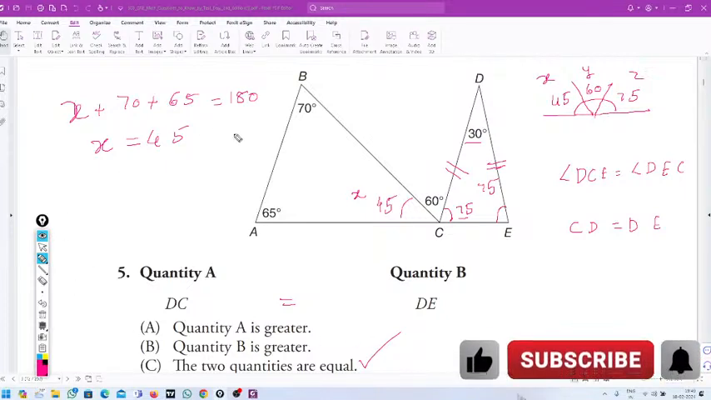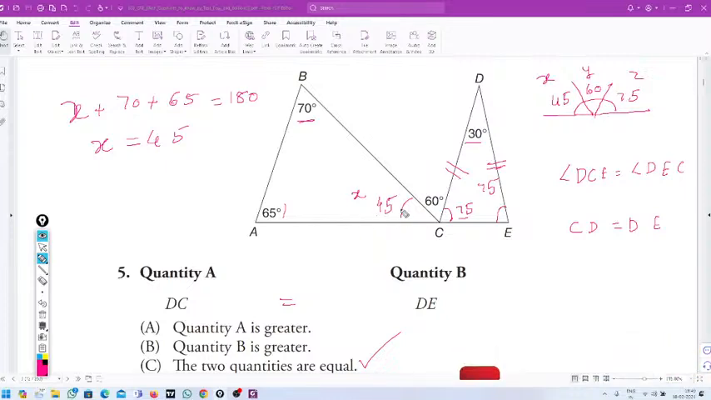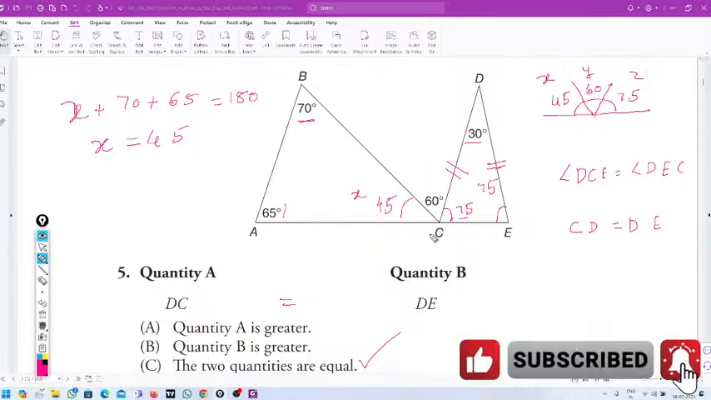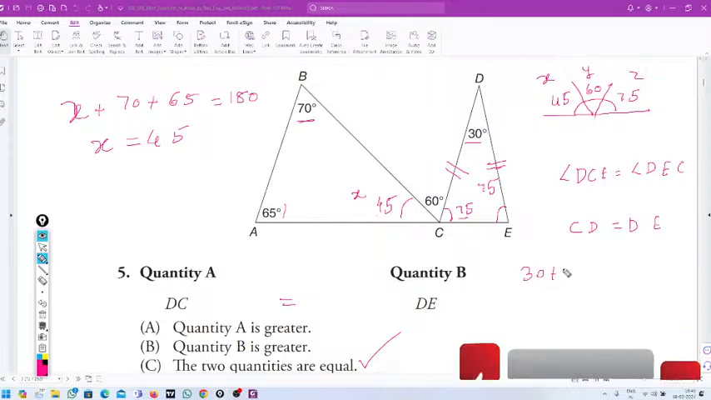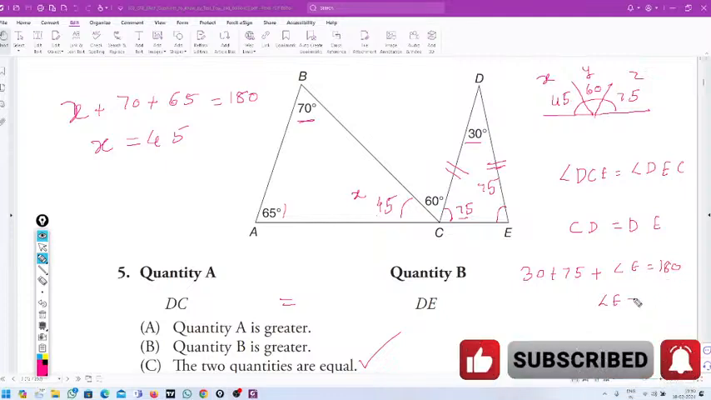Guys, again, first of all, I know two angles here, 74 and 65. So I can figure out the other angle, that is 45. When I have 45 and 60, the sum of angles in a straight line is 180, so 180 minus 75 gives 105... so the remaining is 75. Here I know 30 plus 75 plus angle E is equal to 180. I'll solve for the E value, that is nothing but again I'll be getting 75 here.